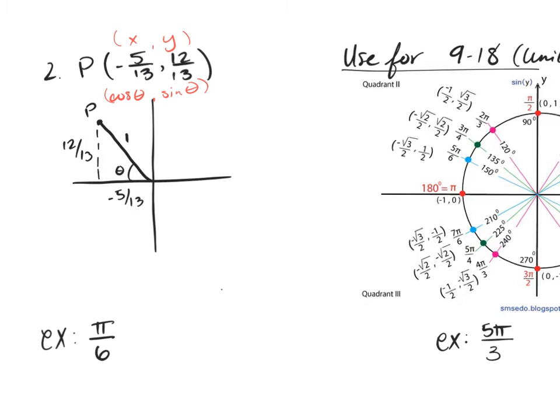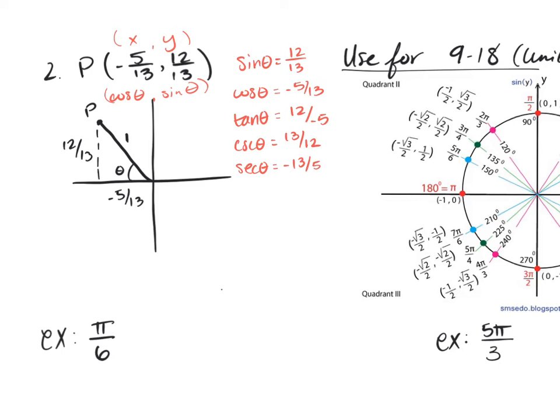Using my new circular definitions, I know that sine theta is the y value, so that's 12 over 13. Cosine theta is equal to negative 5 over 13. Tangent theta is going to be the numerator of the sine over the numerator of the cosine. Cosecant theta is 1 over sine, so it's the reciprocal. Secant theta is 1 over cosine, so that's the reciprocal as well. And cotangent theta is 1 over tangent, so this is negative 5 over 12. And there are our answers.